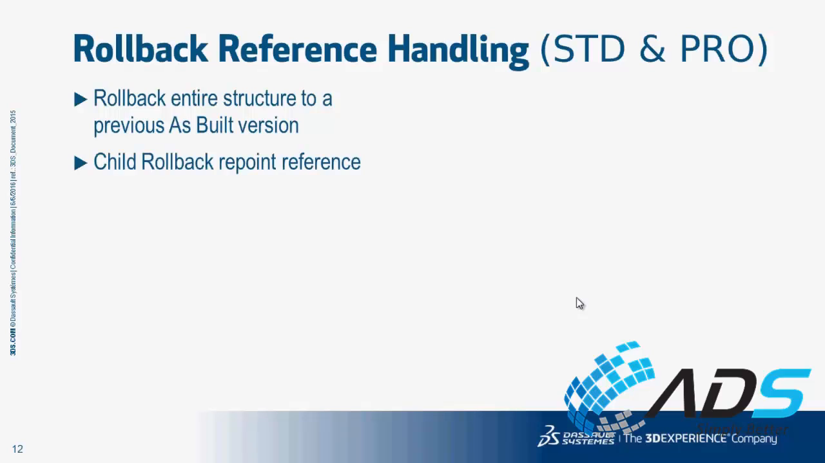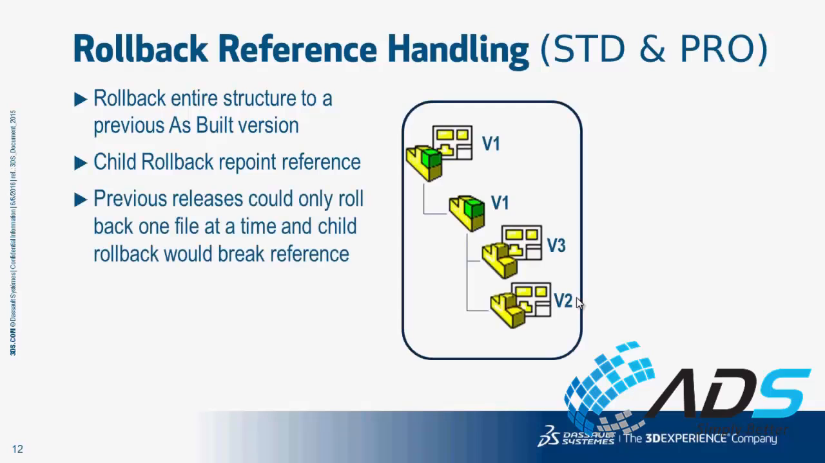And also when you rolled back a child, like a part, and it had a drawing referenced, the latest version of the drawing would then reference nothing. So if you looked at contains on the drawing or the where used on the part file, you wouldn't see any type of reference. So the user now has the ability to repoint that reference.